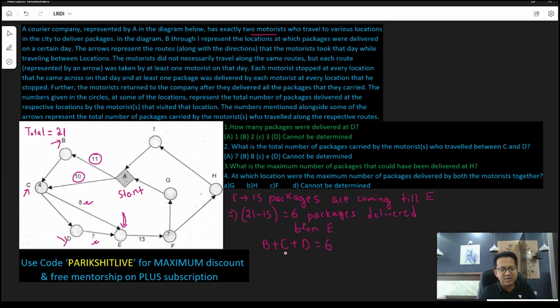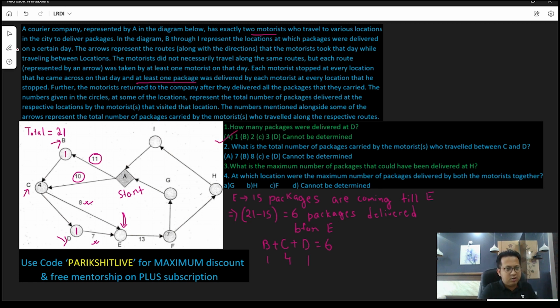Correct? C is already 4. And you know that a minimum of 1 package was delivered at each of the delivery stations. Remember, at least 1 package was delivered at every delivery station. We have got 6. The only possibility is B is 1, D is 1. So B is 1, D is 1, and you have the answer for the first one. How many packages were delivered at D?